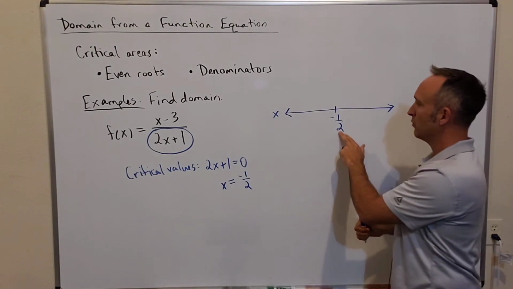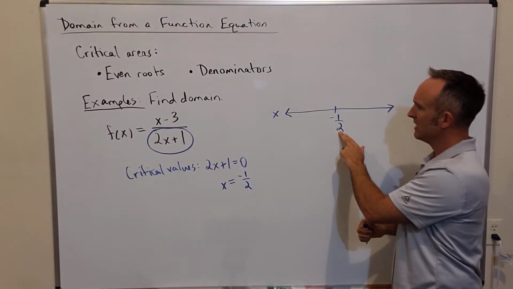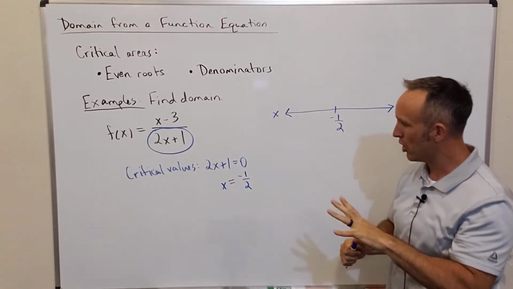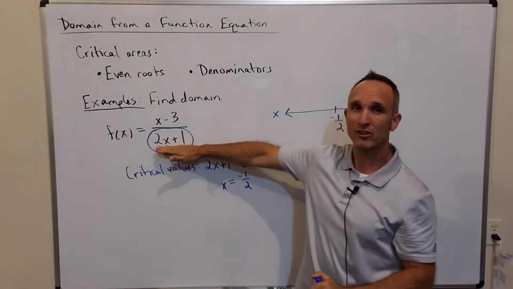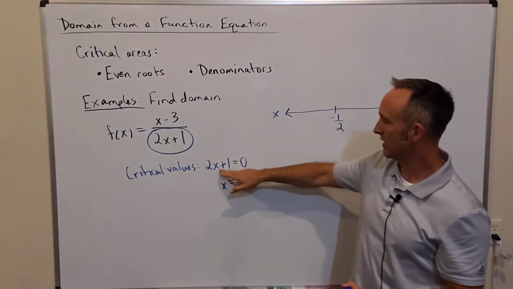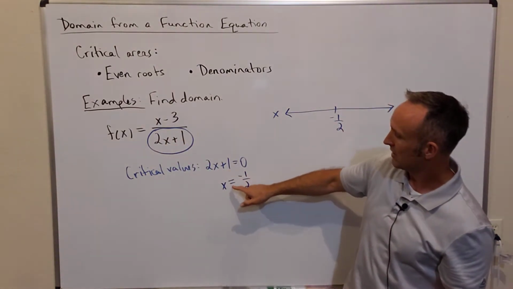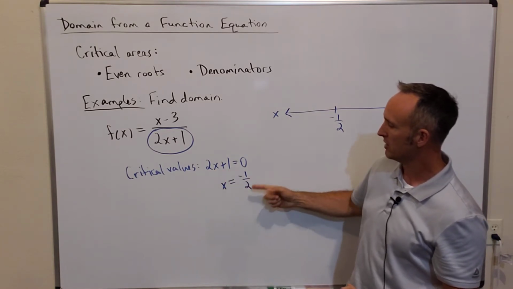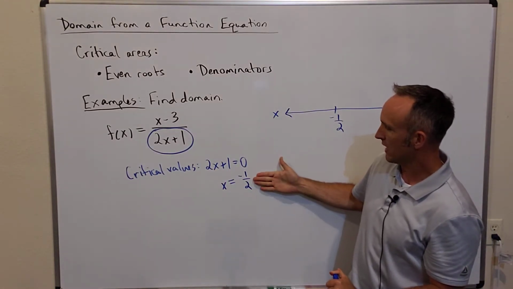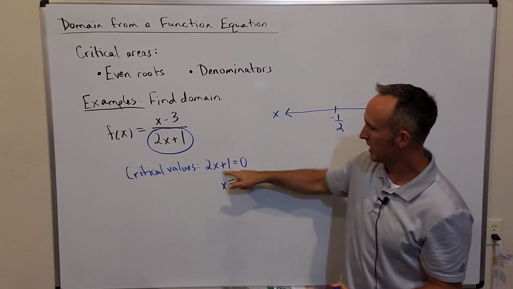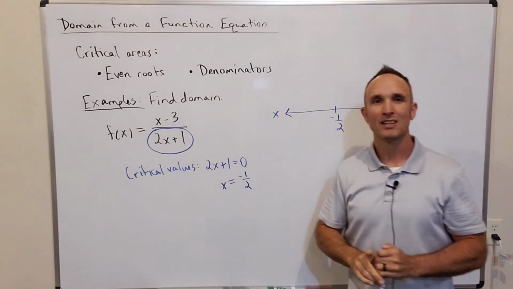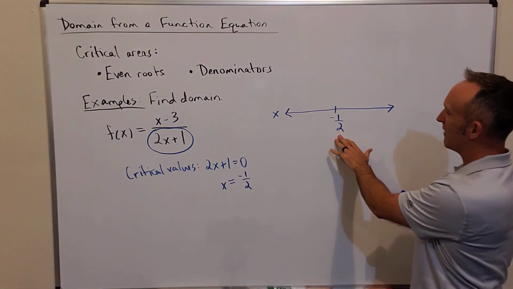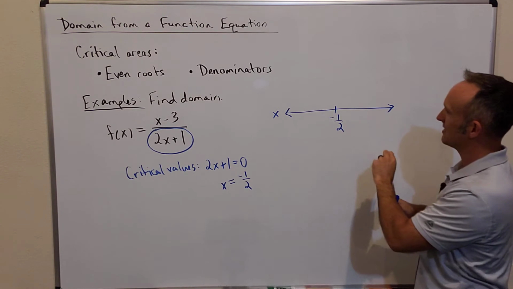So let's look at -1/2 first. If I look at x equaling -1/2, I already know it's going to make the denominator equal to 0. Right? It says x equals -1/2 is the solution to the equation 2x plus 1 equals 0. So that means this critical value makes my denominator 2x plus 1 equal to 0. You cannot divide by 0. So I already know -1/2 is not in my domain.